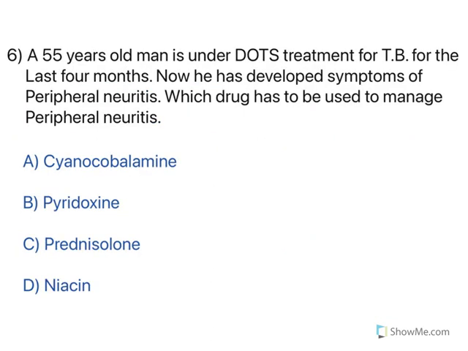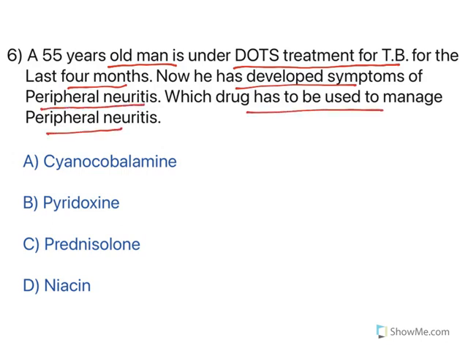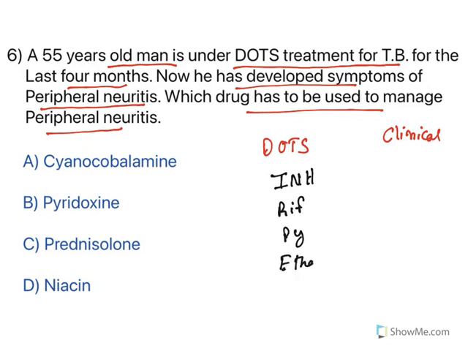Moving to the next one. Now, a 55-year-old man is under DOTS treatment for TB for the last 4 months. Now, he has developed symptoms of peripheral neuritis. Which drug has to be used to manage peripheral neuritis? So, this is a kind of clinically oriented question. Now, in the DOTS regimen, specific drugs are used: isonicotinic acid hydrazide is used, rifampicin is used, pyrazinamide is used, and ethambutol is used. So, this is the standard combination of DOTS.